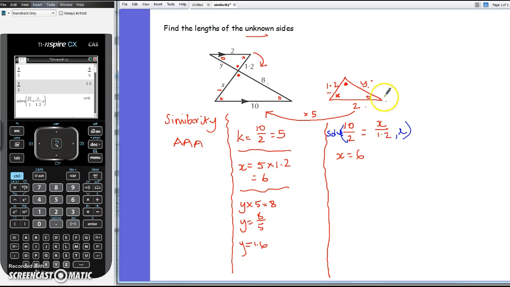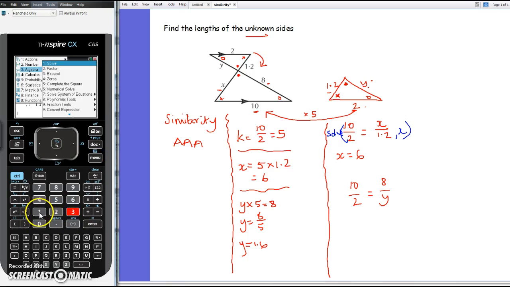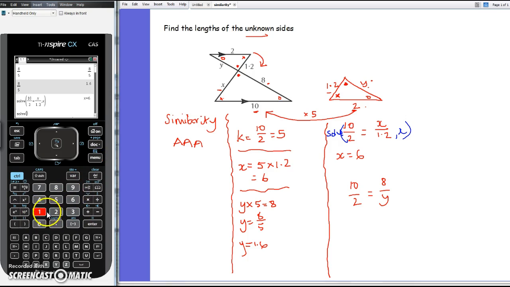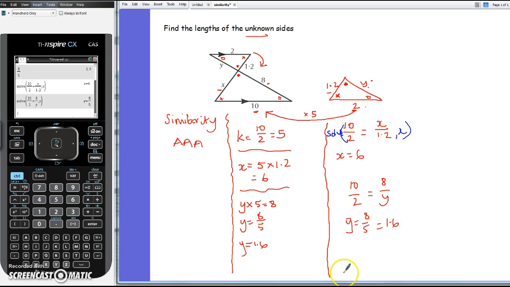Similarly for y now, let's just look at our corresponding sides. 10 over 2 has to equal 8 over y. In a solve menu, 3, 1, 10 over 2 has to equal 8 over y. Tell me what y is in this case. Enter. y equals 8 over 5, which, as we found out before, was 1.6.